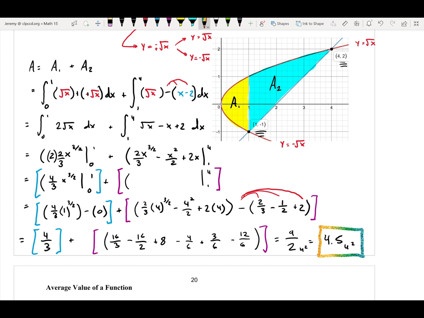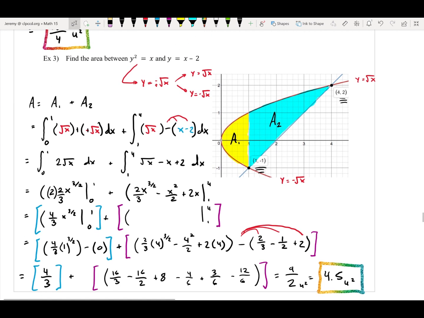So about 4.5 units squared, that is that entire region bounded by those two curves.